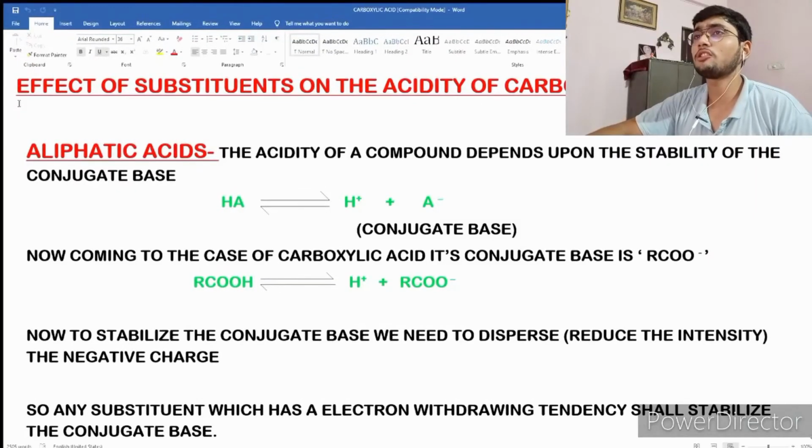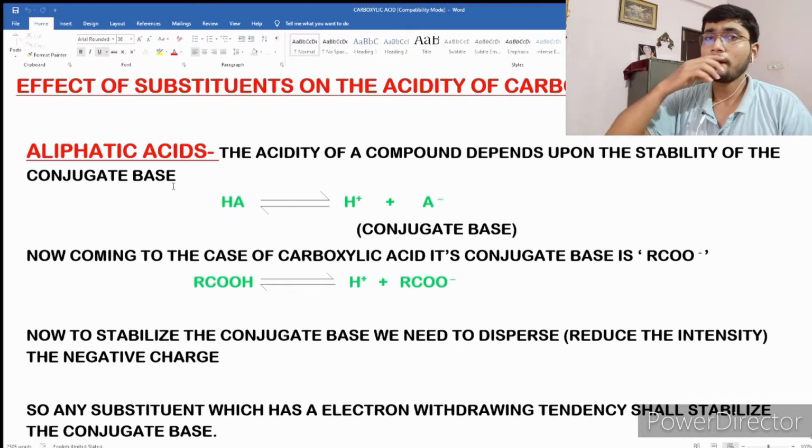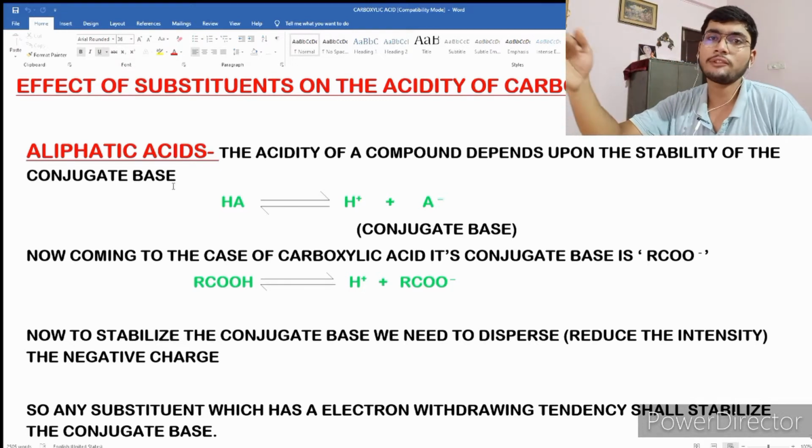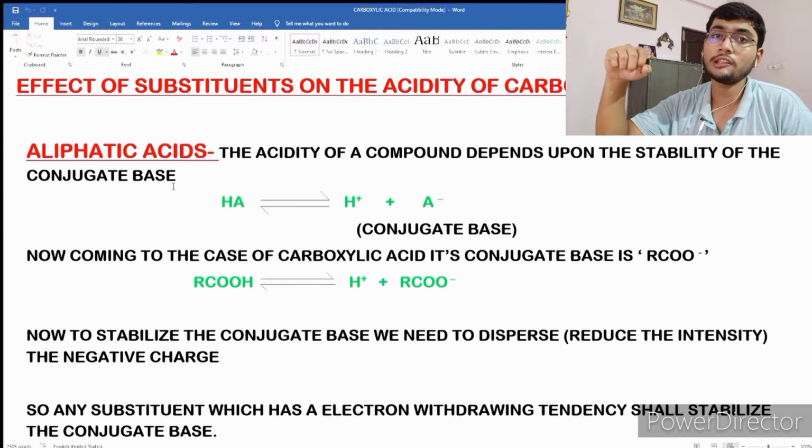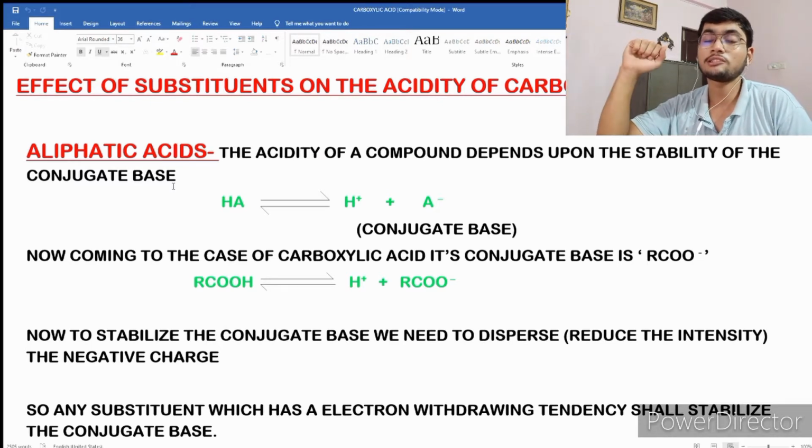So as you all can see on the screen, the first heading is effect of substituents on the acidity of carboxylic acid. Under this, the first heading will be the aliphatic acid. Okay. So the acidity of a compound depends upon the stability of the conjugate base. If we want to check whether an acid is a strong acid or a weak acid, we need to first check whether its conjugate base is stable or not.